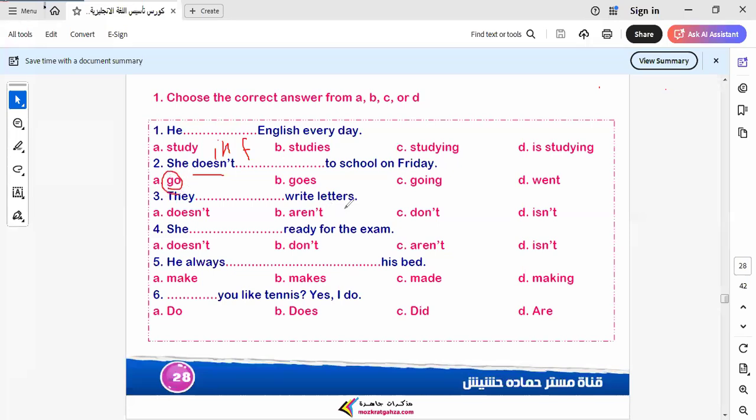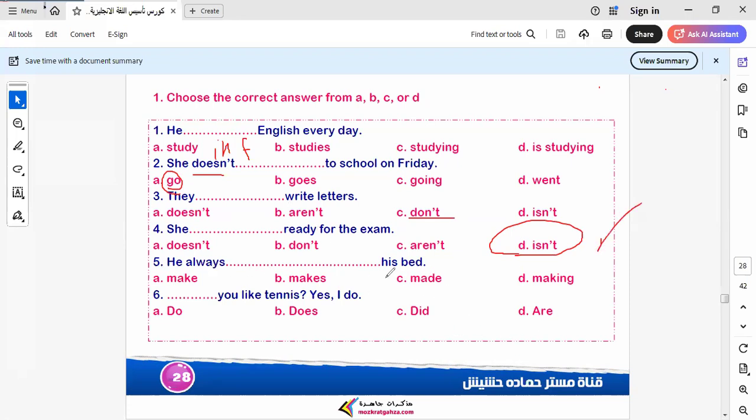They space write letters. What is the verb here? It will be don't. She space ready for the exam. Here the verb to be is the main verb, so it will be she isn't ready, not doesn't. Why not doesn't? Because doesn't is a helping verb, and there isn't a main verb here. So the main verb here will be isn't.